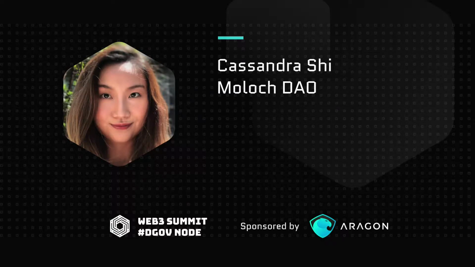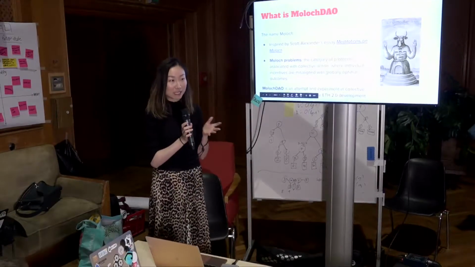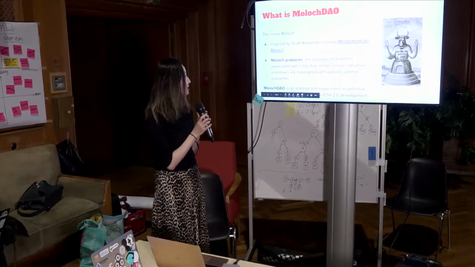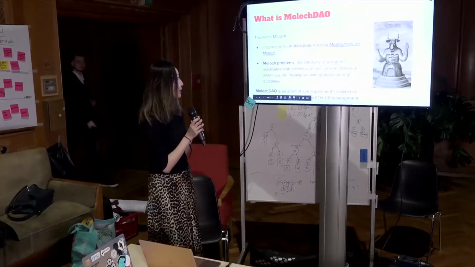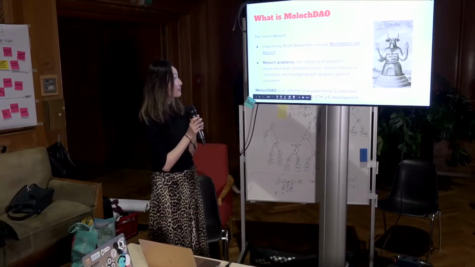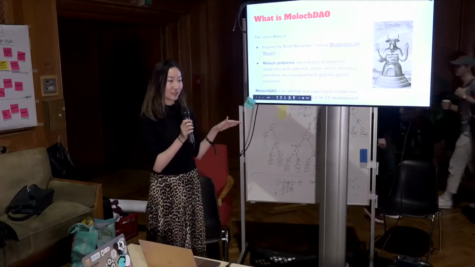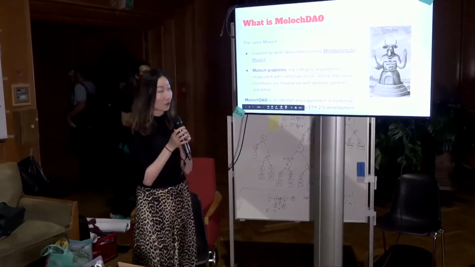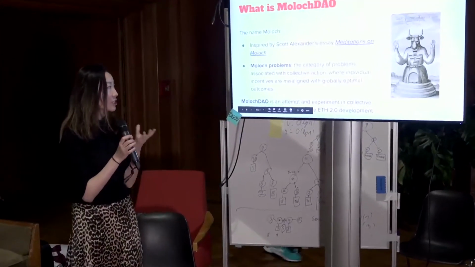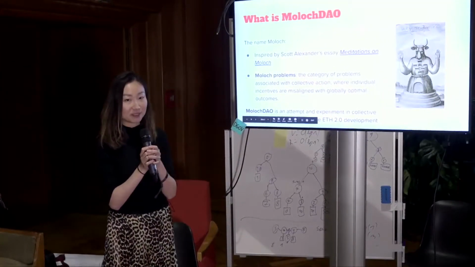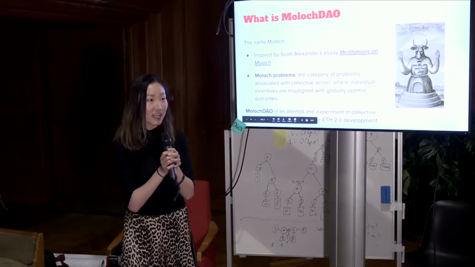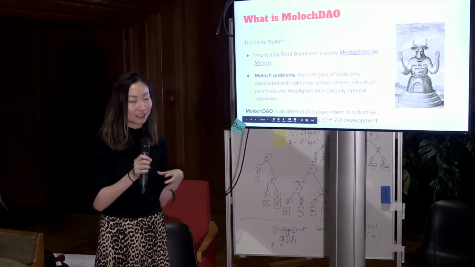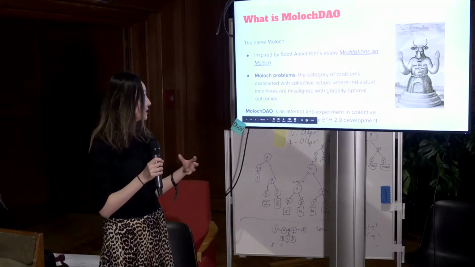So for those of you who don't know who Moloch is or where the name Moloch comes from, Moloch is a baby-eating demon. But in our naming, we took it from Scott Alexander's essay Meditations on Moloch. If you haven't read this, you definitely should. In the essay, a Moloch problem is a category of problems where individual interests and incentives are misaligned with group interest. And we see that a lot in public infrastructure and blockchain development.